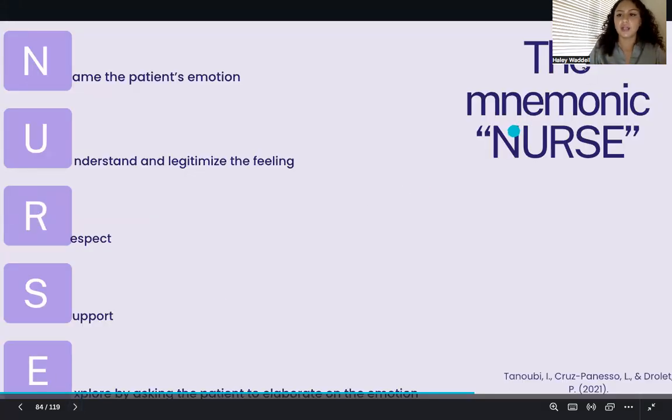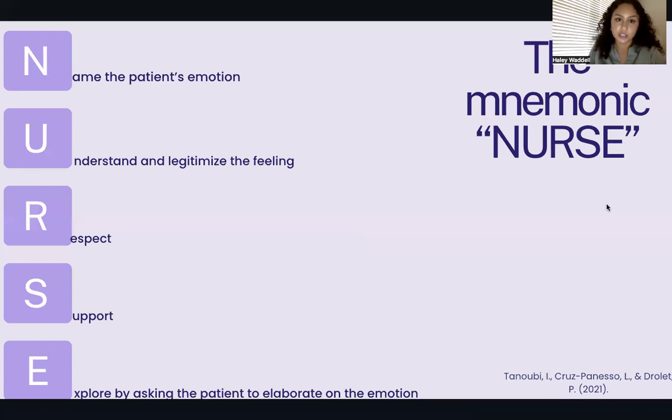So a little mnemonic that you can use is NURSE. Name the patient's emotion, understand and legitimize the feeling. Be like, okay, I understand you're angry, and I understand why, because you feel like this. Tell their emotions back to them, make them feel acknowledged. You want to respect where they're coming from, even if you don't agree. You want to support them, like, yeah, I understand, I want to help you.